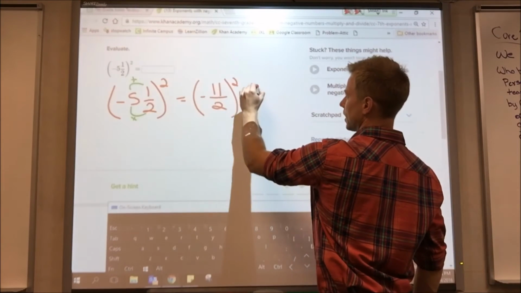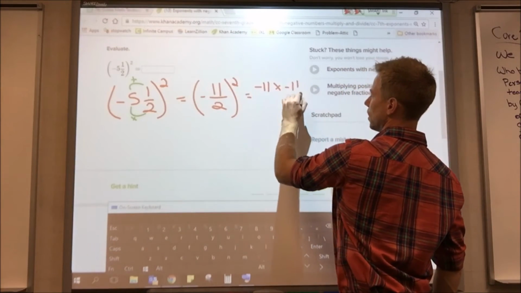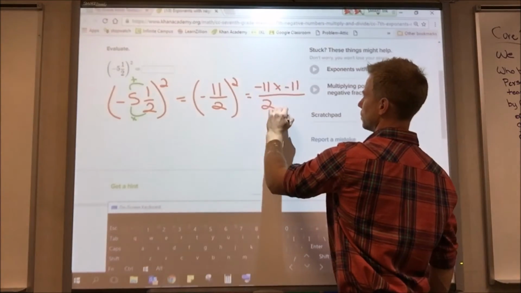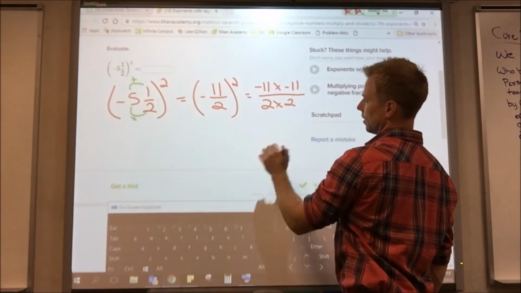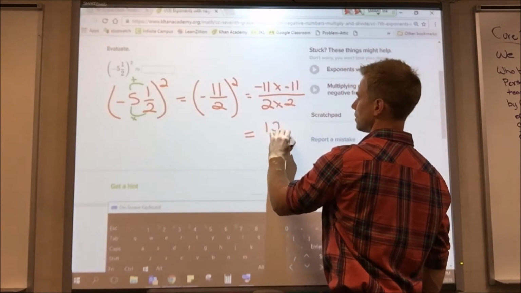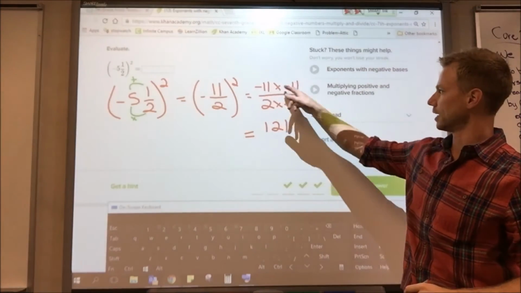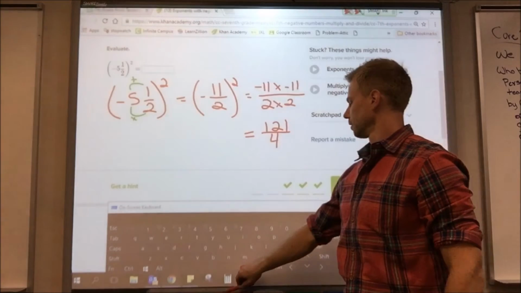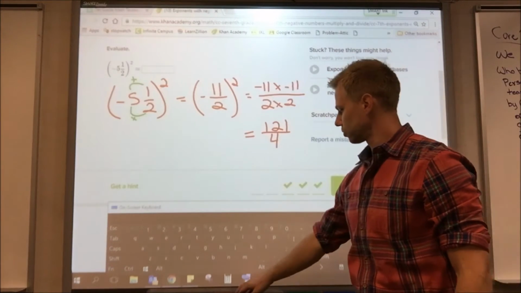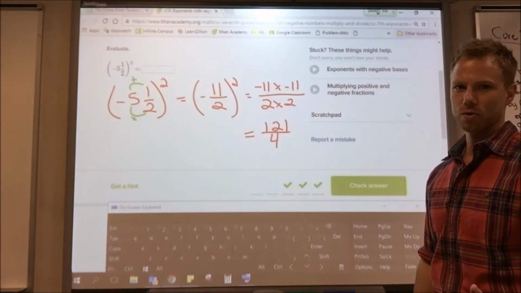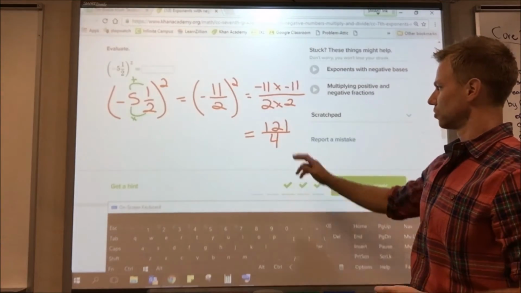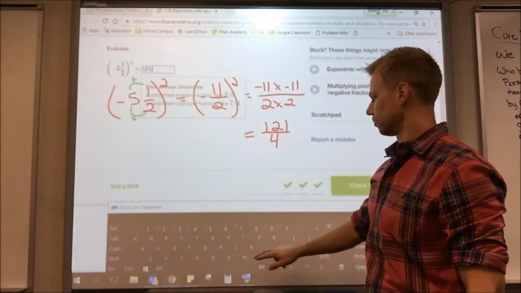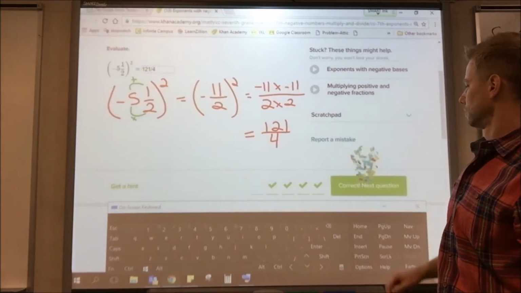Since I have parentheses again, I include the negative while I multiply. -11 times -11. The bottom is 2 times 2. -11 times -11 is a positive 121. Like signs become positive. The bottom is 4. Okay, and 2 does not go into 121, and neither does 4. There's no greatest common factor, so that's all we can do. So we enter 121 over 4. Good.